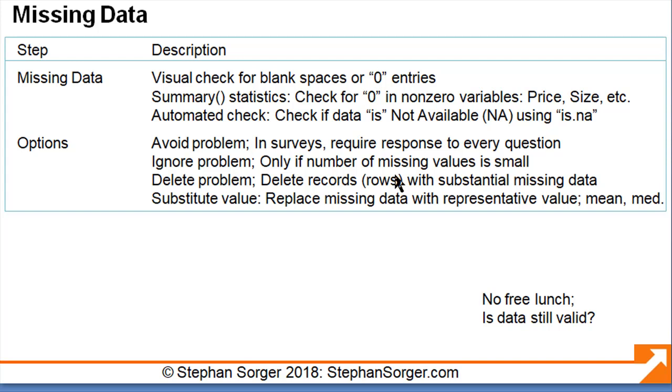The third option is to delete the problem. In this case, we just delete the record with the missing data. This third option is limited because we have potentially changed the data set. The fourth option is to replace missing data with representative data. Typically, we replace the missing data with means or median values of the other data of that variable.